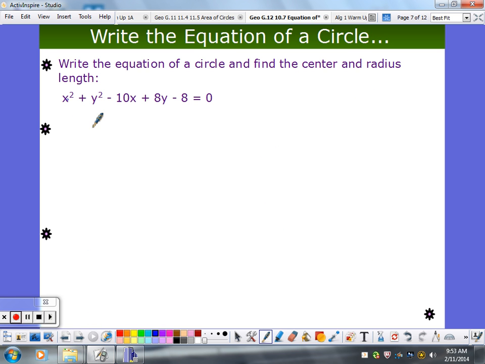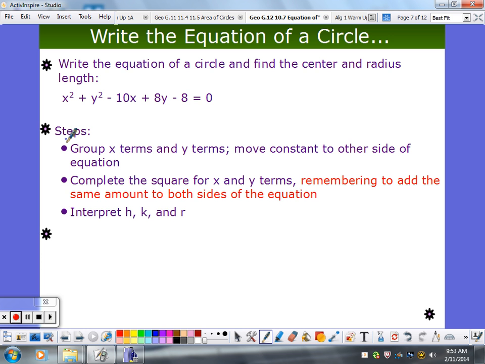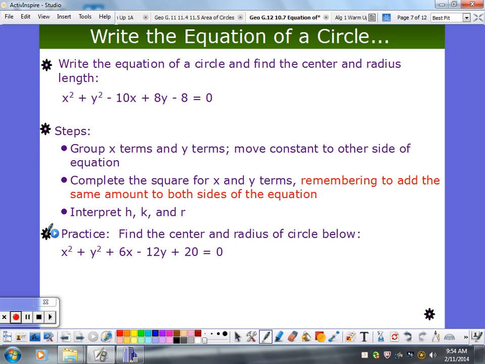Alright, so writing equations of circles. Look at this thing. Write the equation of a circle and find the center and radius. How awesome is that thing? Everybody know where I am because you're going to want to write this down. You all ready to write this down? Okay. So, all kinds of steps. That's what you have to do. So let's try it.